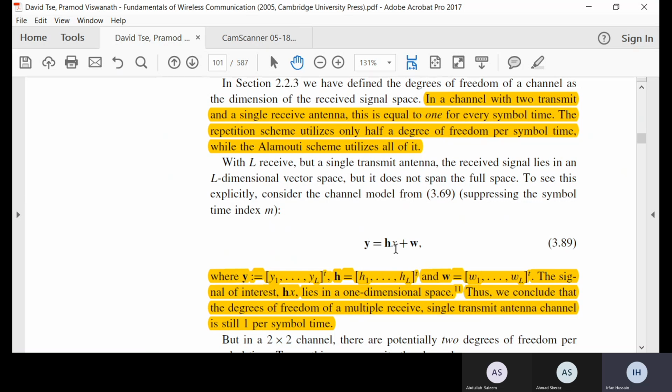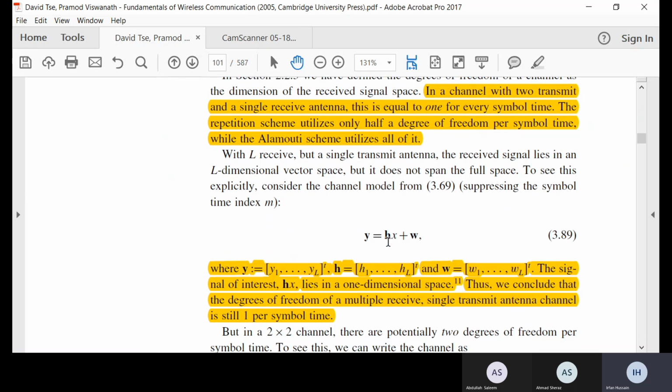Now in that case, what will happen? I send only one symbol X, and that one symbol will be received at L different antennas. Let us say you have L antennas, so h will be h1 to hL. All those L antennas will get the one symbol from L different paths. So here your signal will be h times x, or you can say you have a one-dimensional space spanned by the vector h.